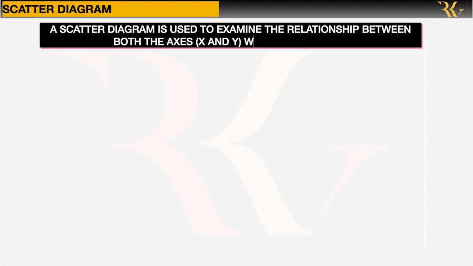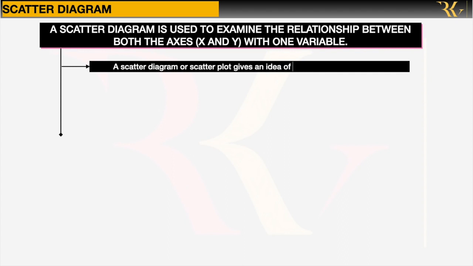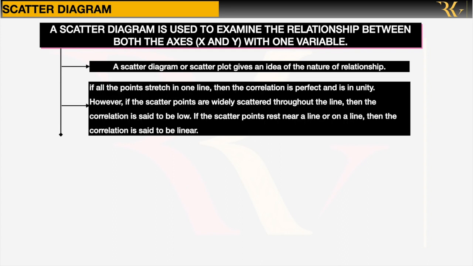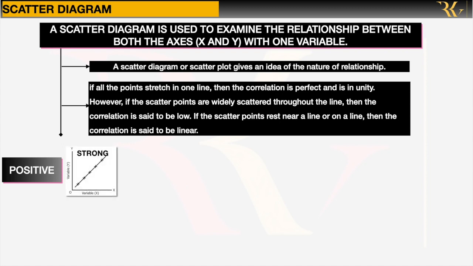A scatter diagram is used to examine the relationship between both axes, x and y, with one variable. A scatter diagram or scatter plot gives an idea of the nature of the relationship. If all the points stretch in one line, then the correlation is perfect and is in unity. However, if the scatter points are widely scattered around the line, then the correlation is said to be low. If the scatter points rest near a line or on a line, then the correlation is said to be linear.